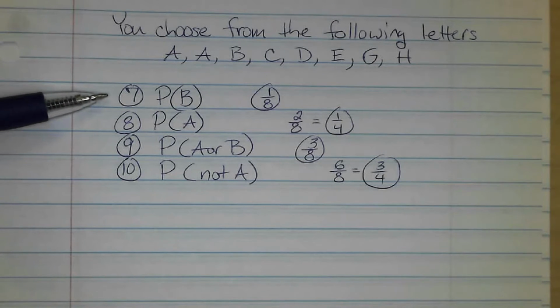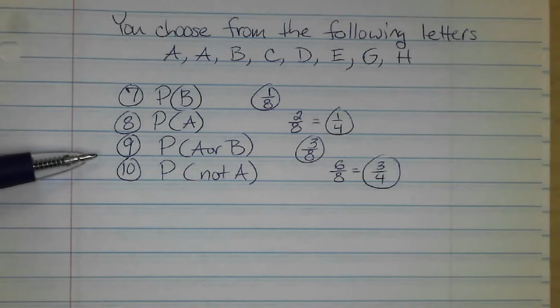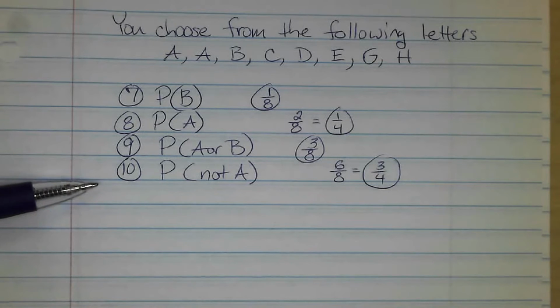Alrighty, for this one, there is 1 B out of all 8 of the letters, so we have 1/8. For this one, we have 2 A's out of the 8 letters, that's 2/8, and don't forget to reduce that to 1/4. This one right here, we have 2 A's and 1 B, that means 3 things will satisfy this out of the 8. And right here, there are 6 letters there that are not A, so 6 out of 8 reduces to 3/4.